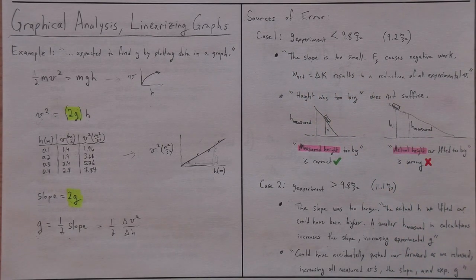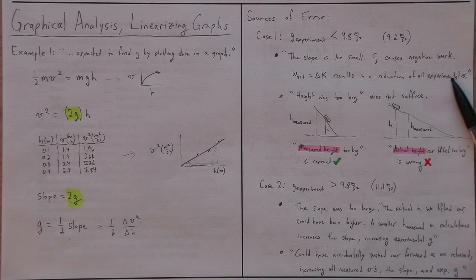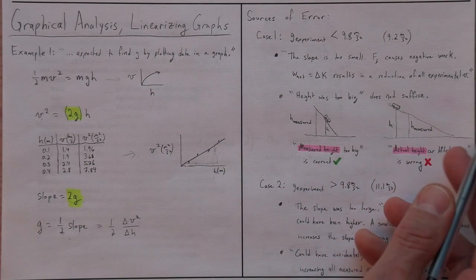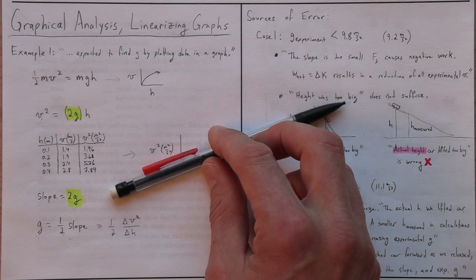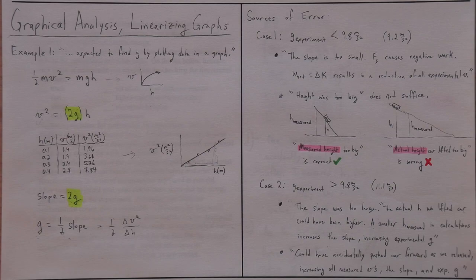So what I might write, in quotes, is: the slope is too small, right? We could see that right from here. Why is this too small? The slope is too small. So that's like the one point, right? Now I need to go further and say, well, how would that impact the results? How did that possibly happen? So I could say force of friction causes negative work. Work net is delta K. That results in a reduction of the experimental velocity, right? And so all these points shift down. You know, I would continue on. All the points shift down, and therefore the slope got too small. Okay, so that's one possibility.